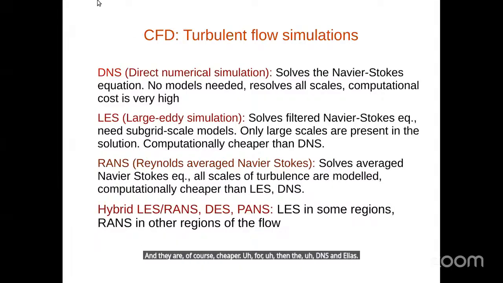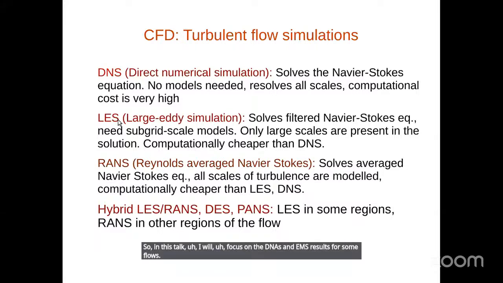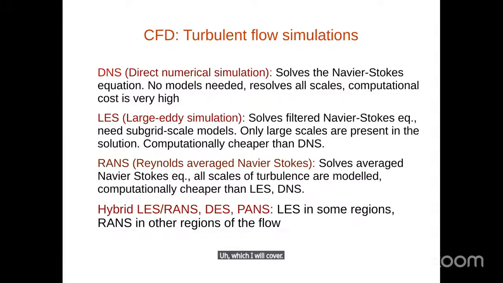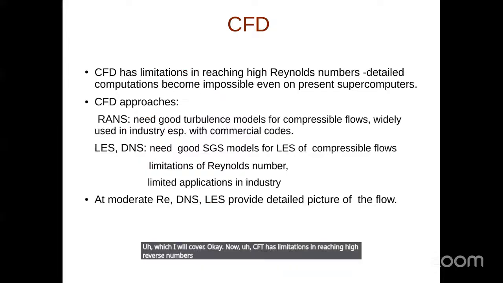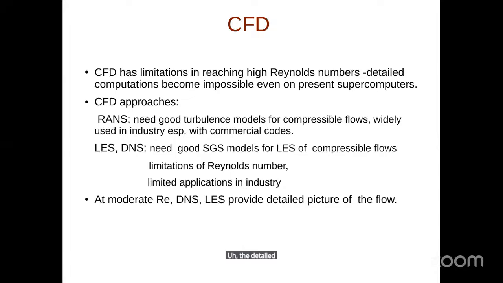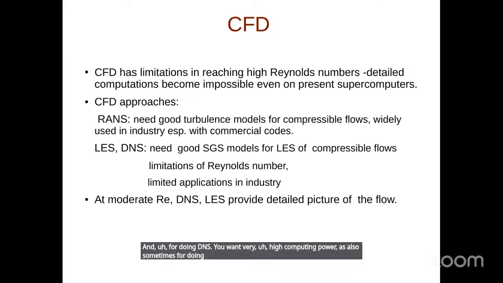So in this talk, I will focus on the DNS and LES results for some flows, which I will cover. Now, CFD has limitations in reaching high Reynolds numbers, in the sense that the detailed computations become very expensive even on supercomputers. For doing DNS, you need very high computing power, as also sometimes for doing LES.